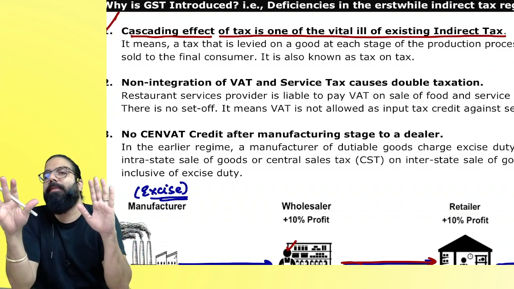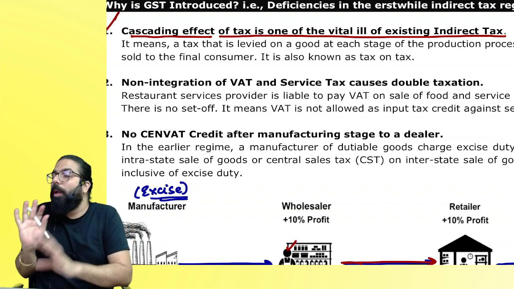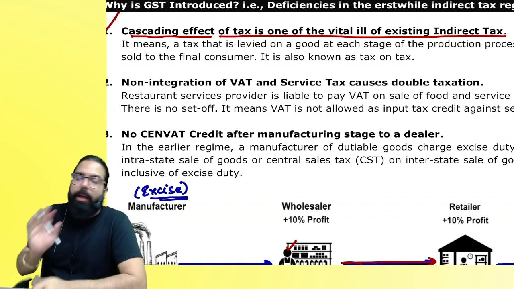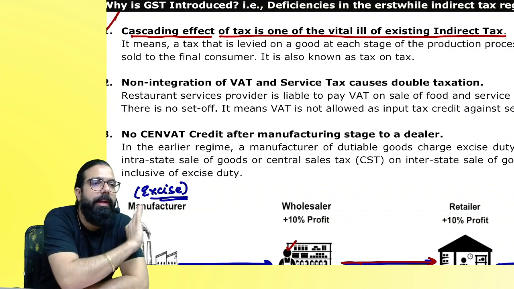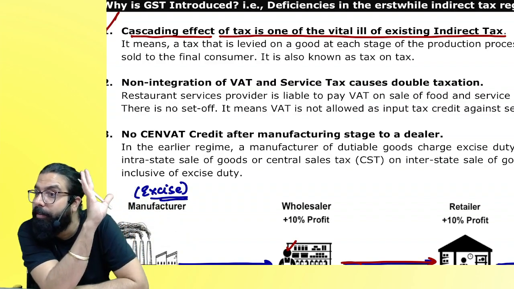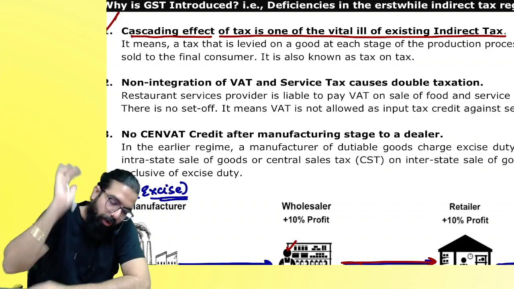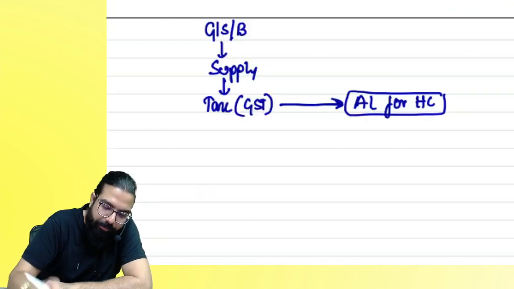Baba, what is cascading effect? Whenever you buy something, or I sell something, if on any tax I go ahead and charge another tax, it is always known as what, everyone? Cascading. Okay, I want to ask you one more thing.